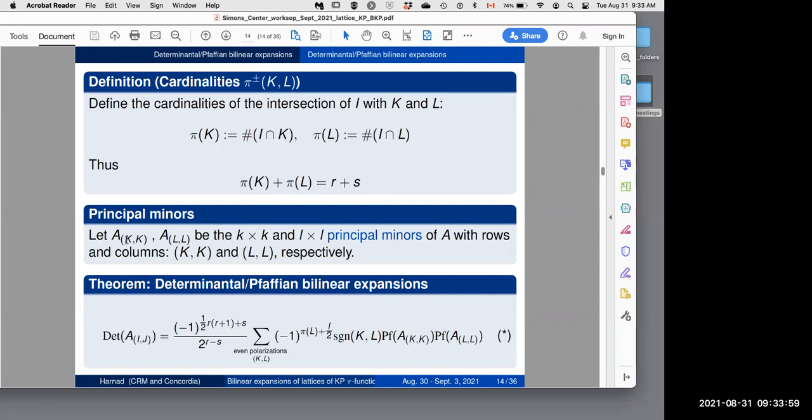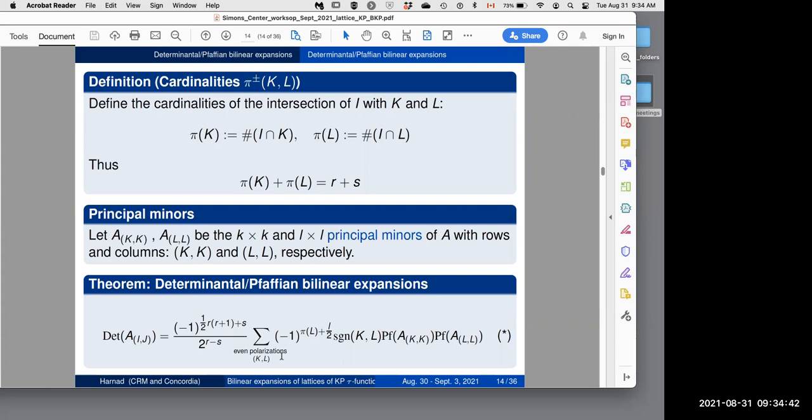Let's denote by A_KK and A_LL the principal minor submatrices of the skew matrix A with columns KK and rows LL. And now take an arbitrary minor, IJ, of size r by r. Then this identity holds, and it has a deep meaning in terms of spinors. The determinant of this minor is the sum, with suitable signs defined above, of the products of the principal Pfaffian minors. So you take the Pfaffians of the principal minors, KK, LL, summed over all distinct polarizations.